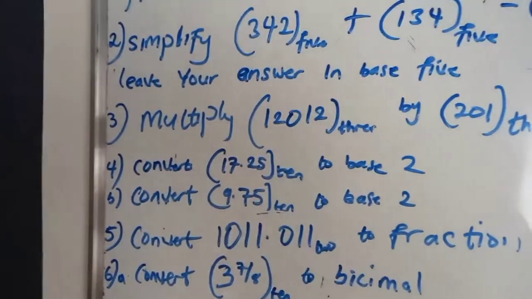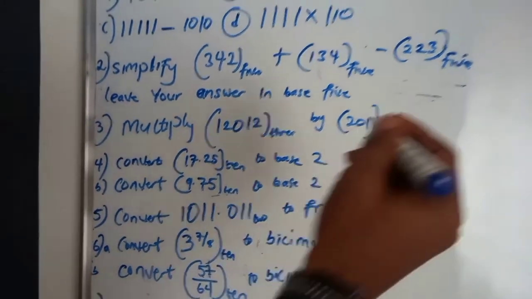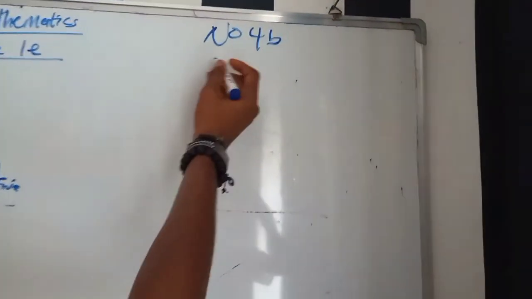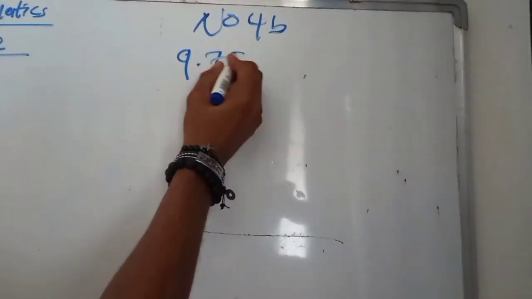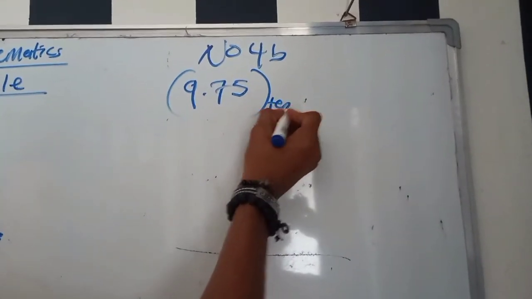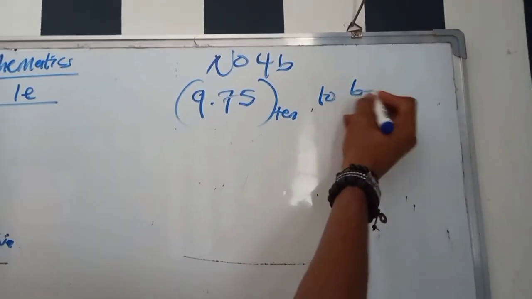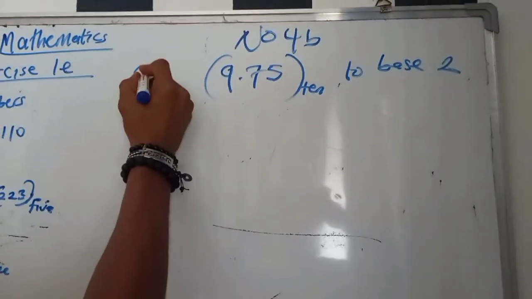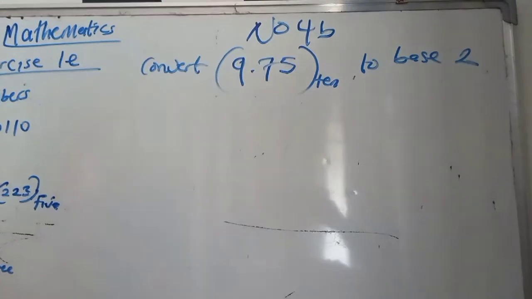Now let's go quickly to our number 4B question. Our number 4B question is 9.75 base 10 to base 2. We should convert. That is the question. Now let's see what we can do.